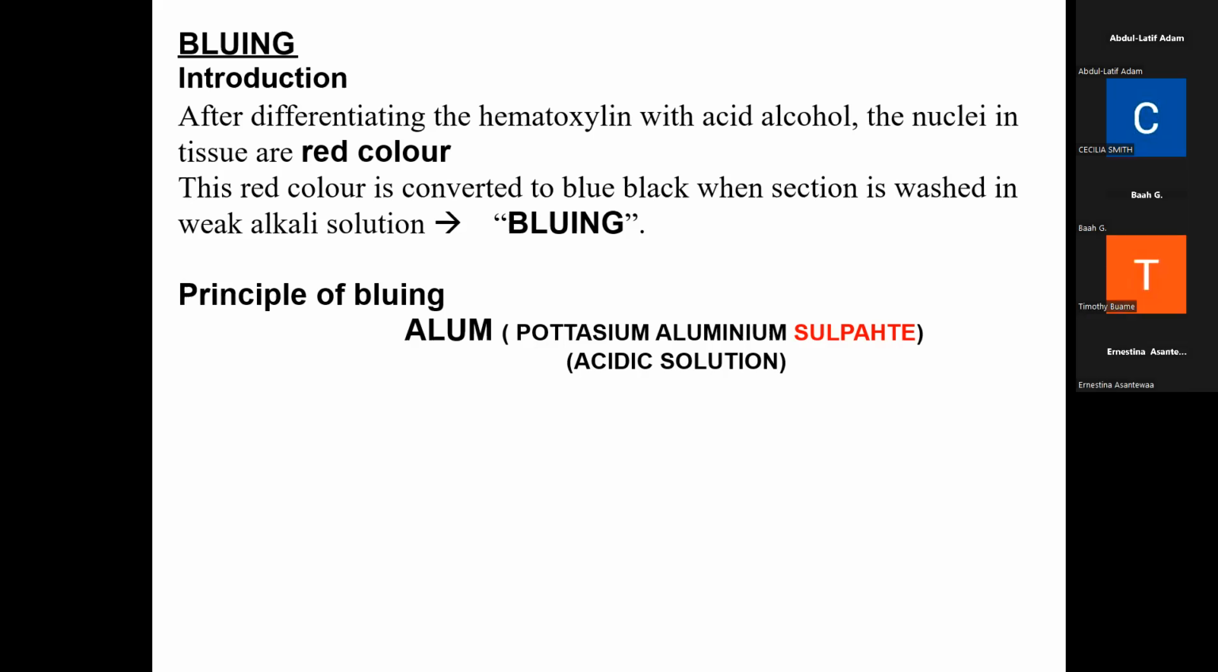All right. So any lecturer or examiner can set questions and ask you, after bluing, what component is formed that produces the blue color. Then it is aluminum hydroxide. Or what happens during bluing? This one forms aluminum hydroxide, forms sulfuric acid, forms this one, forms this one. So you choose the best one.